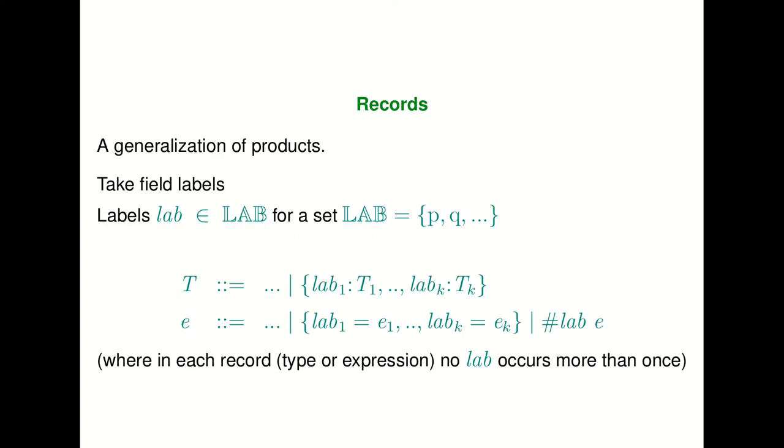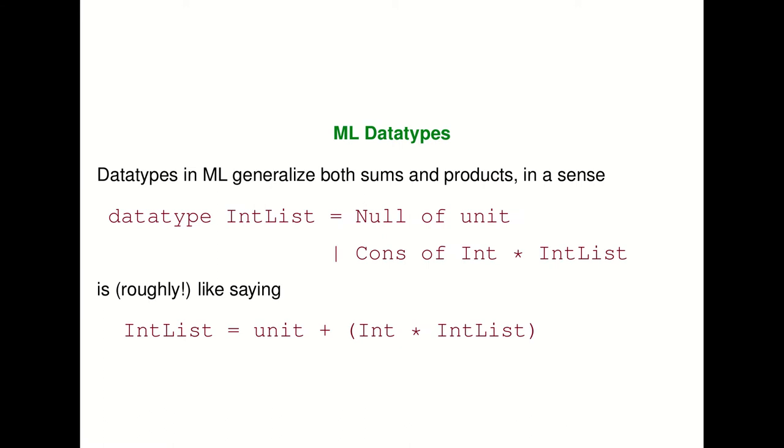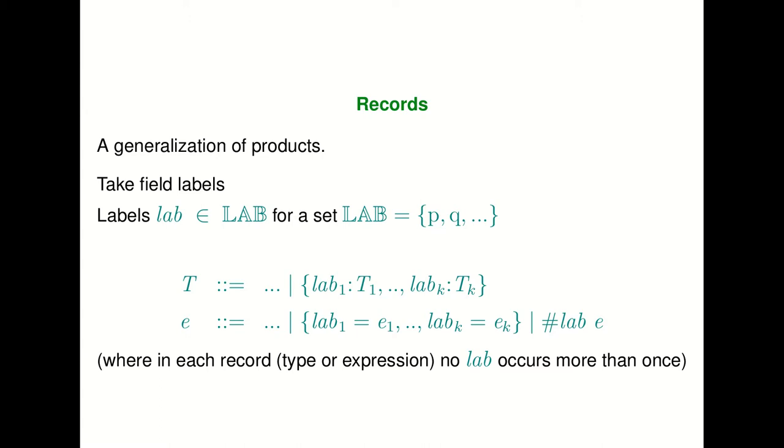And similarly, just as ML data types are an extended sum type, you can also see record types as a kind of generalization of product types. Imagine that we have a set of labels. Then we can define a new type of records as label 1 T1 through label K TK. So we have a record where the field label 1 has the type T1 and the field label K has the type TK.